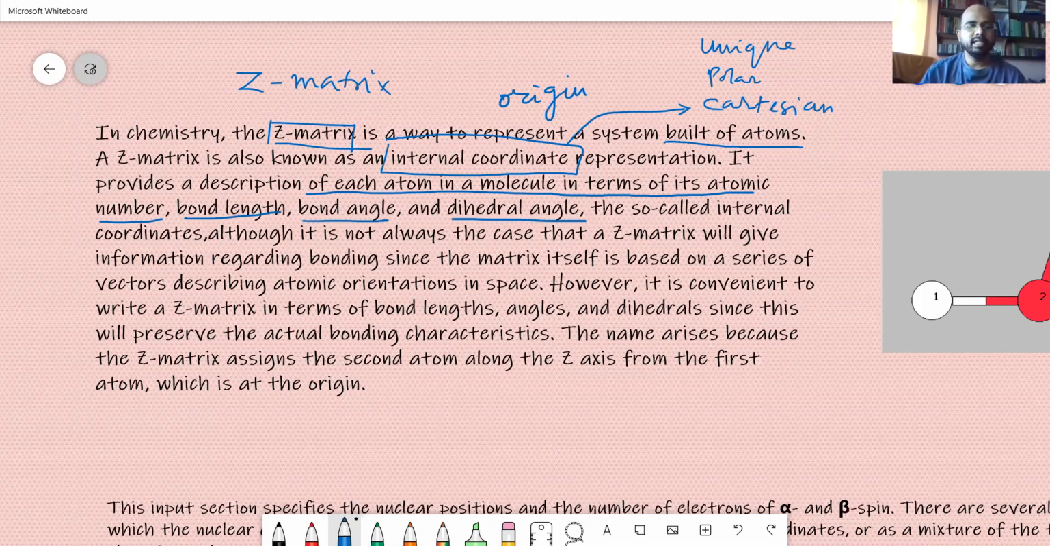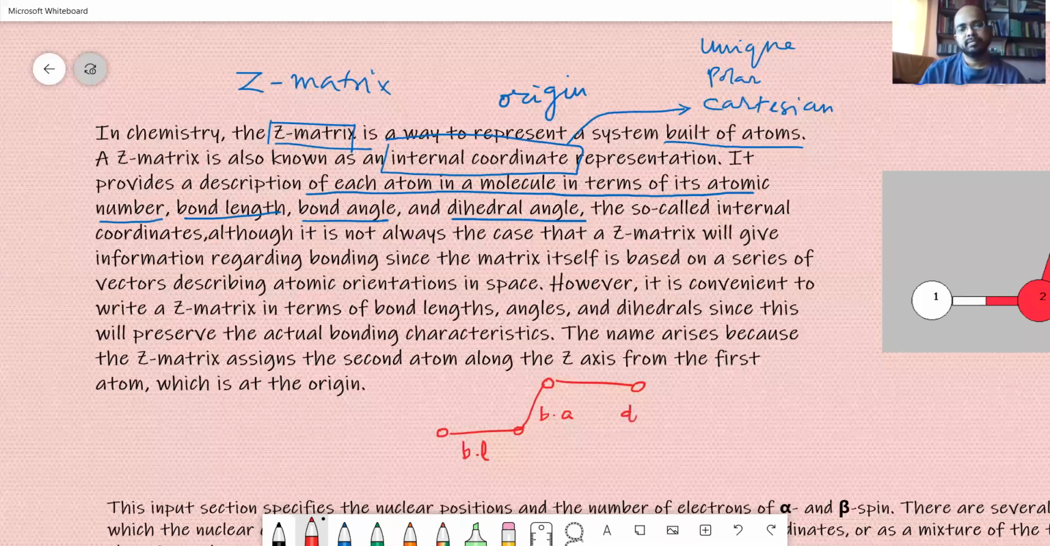What is a dihedral angle? See, these two will be bond length. If you put a third atom, it will be bond angle. If you put a fourth atom, it will be dihedral angle. So you can describe 4 atoms in a molecule using dihedral angle, bond length, and angle.